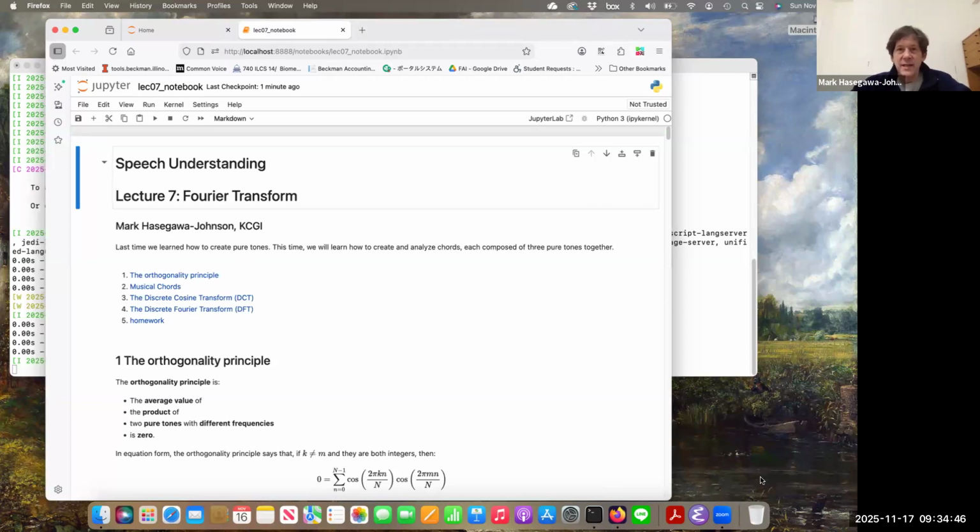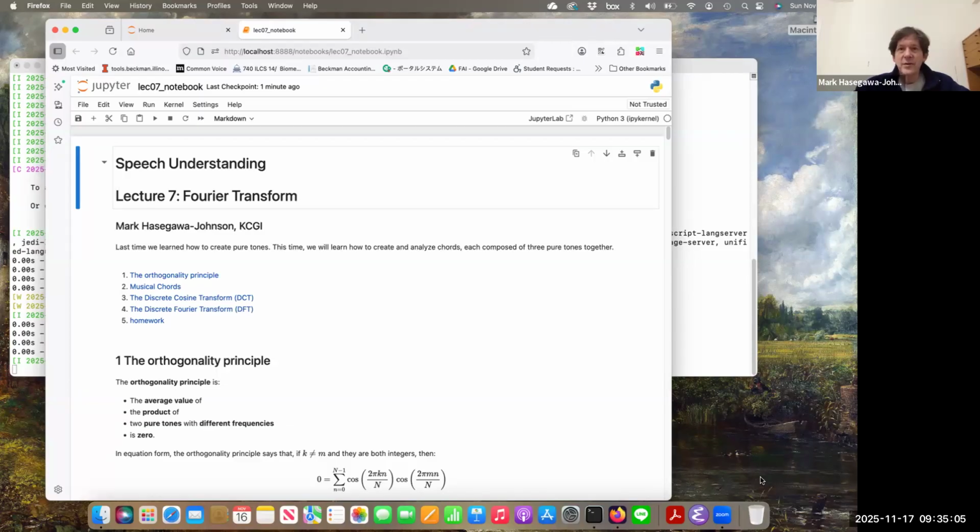We learned that a tone, a pure musical sound on the piano, is a sine wave at a particular frequency, and that the frequency of the middle A on the piano is 440 hertz. The frequency of middle C is around 256 hertz.